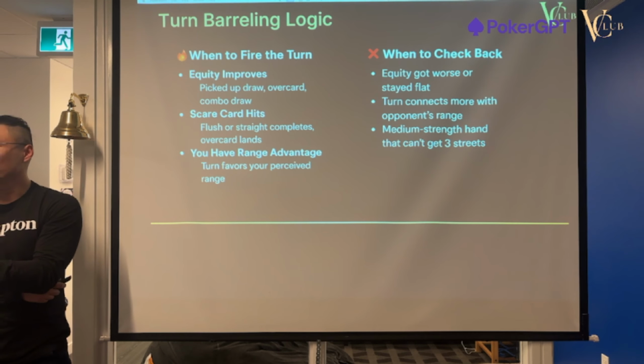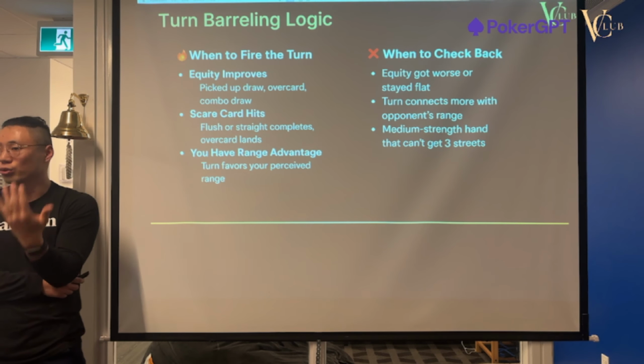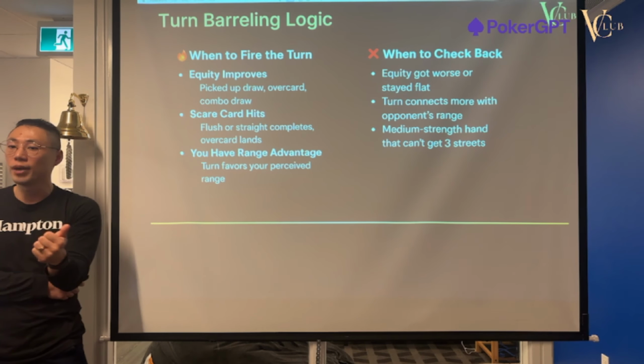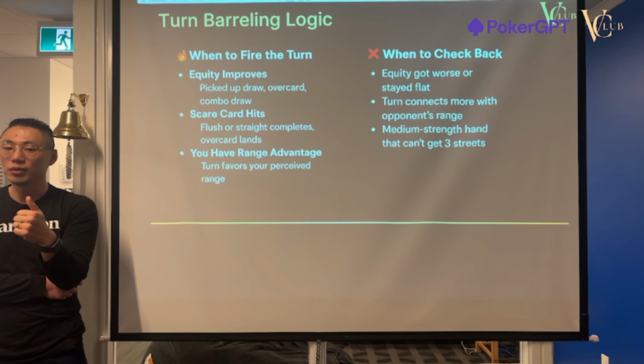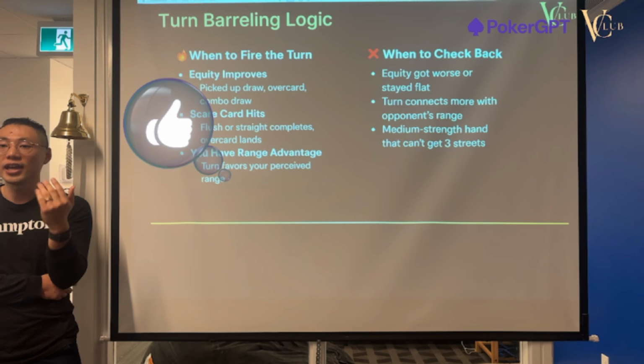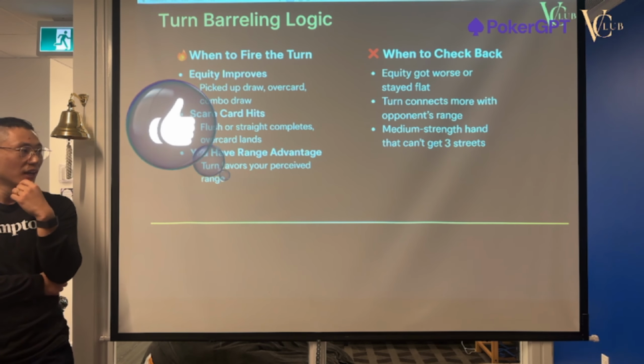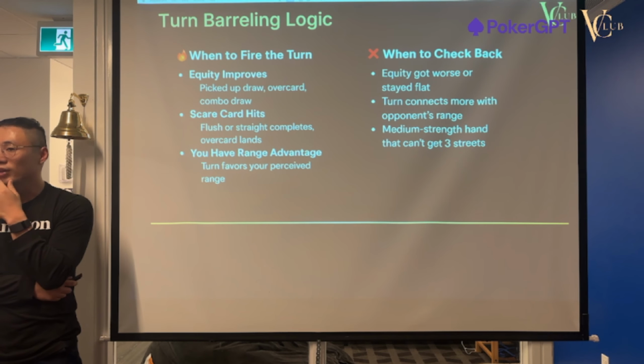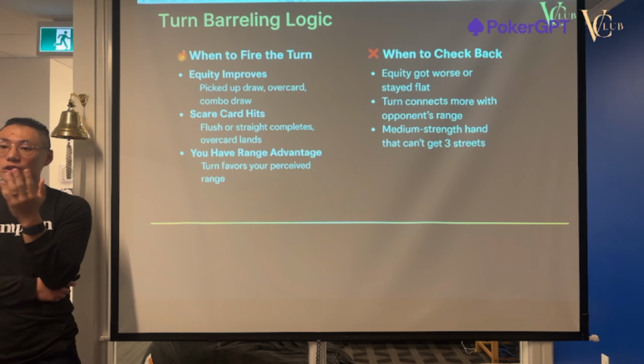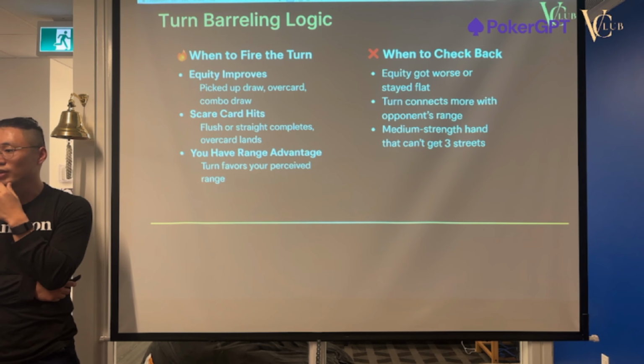The turn will connect with the opponent's range a ton, especially on a wet flop that you chose to bet, like 5, 6, 7 with 2 diamonds, and then another diamond comes, or it's like an 8 or something, and now there's 4 to a straight, and just medium strength hands that can't get 3 streets of value. You're often going to want to check back the turn, and just maybe go for 2 streets, or even just leave it as a 1 street hand. Any questions on turn barreling logic?